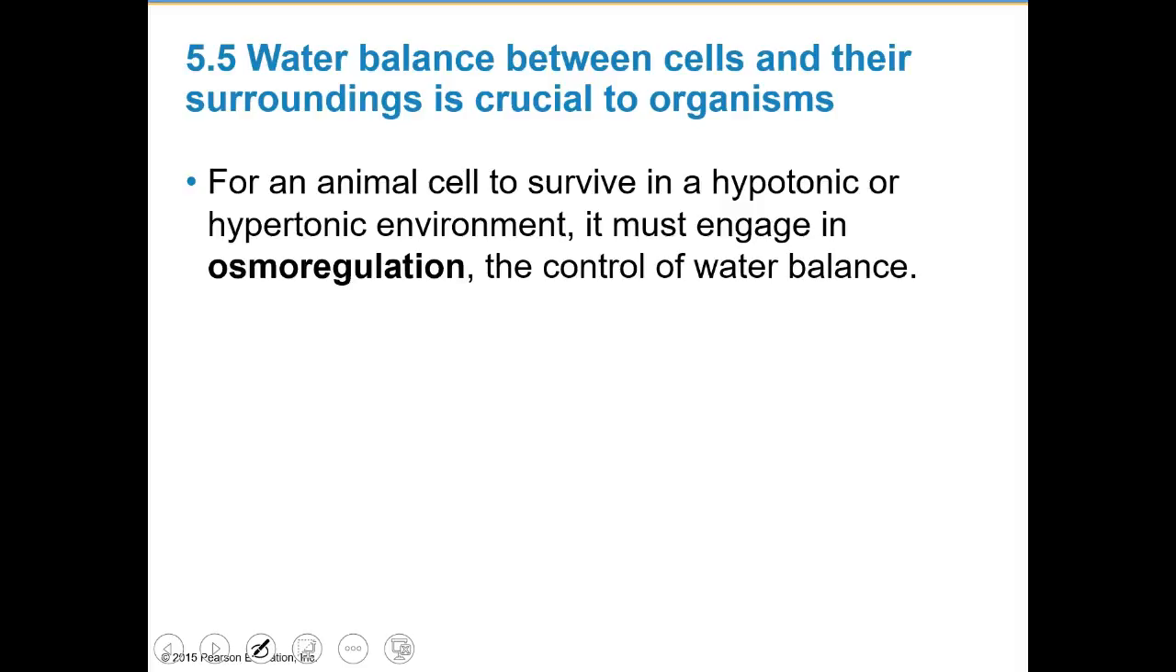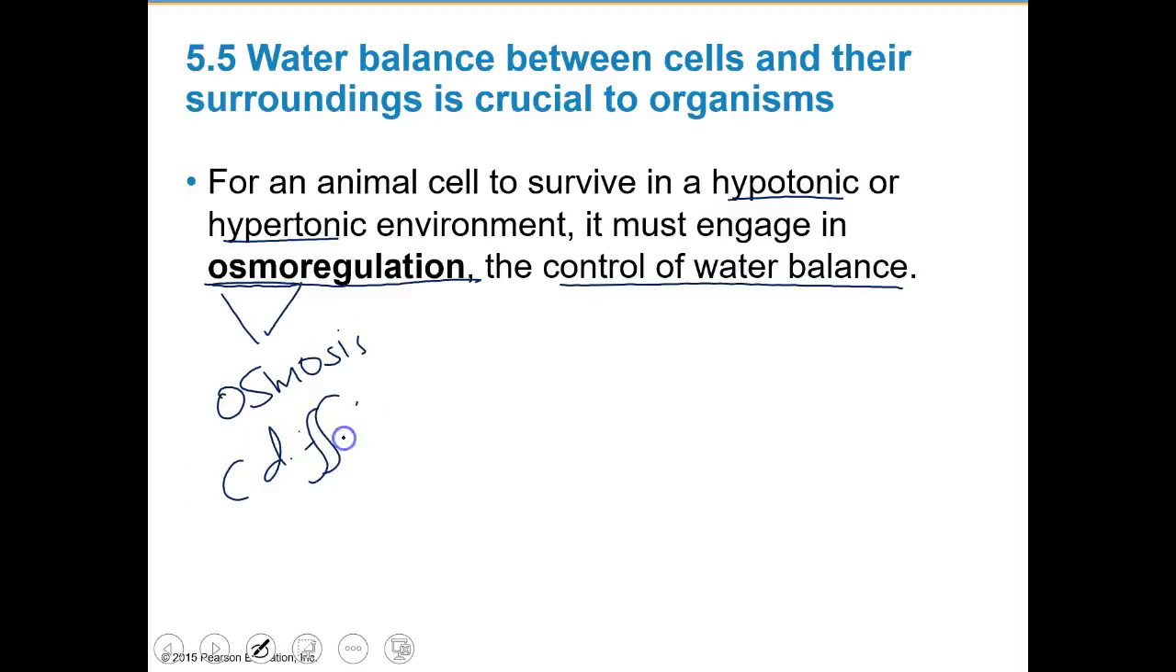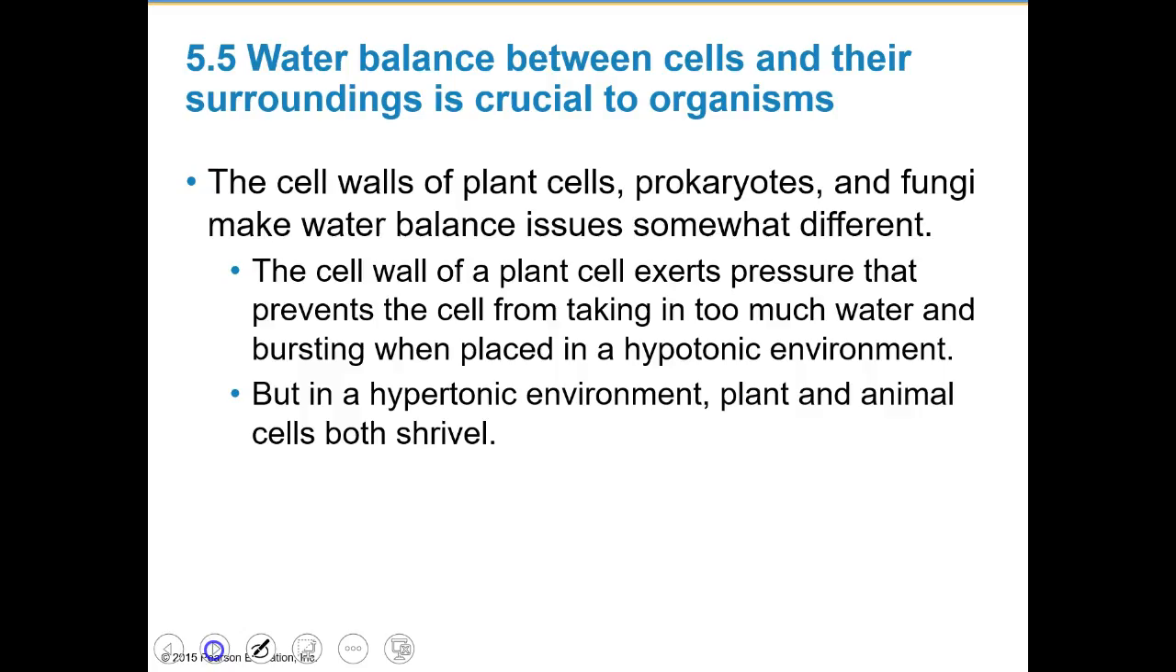All right, so for an animal cell to survive a hypotonic or hypertonic environment, we have to do osmoregulation. And that's control of water balance. It's not hard. Think of the word osmo, so osmosis, which we know is diffusion of water, H2O. And then regulation is regulating, so we're regulating the diffusion of water. That's control of water balance. Should make sense. Okay. Moving to the next one.